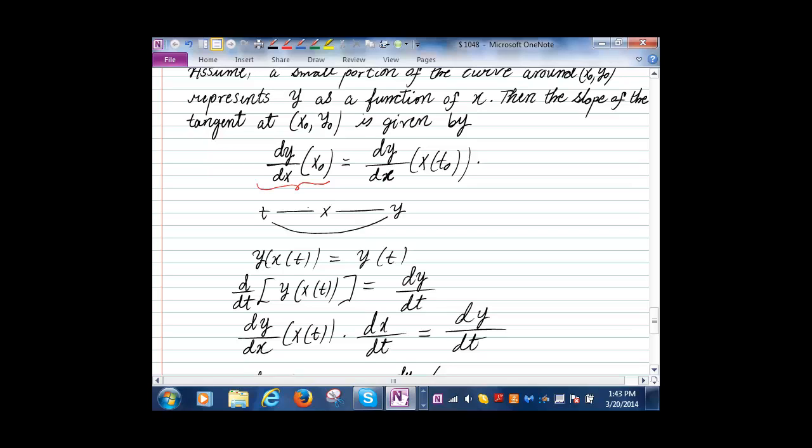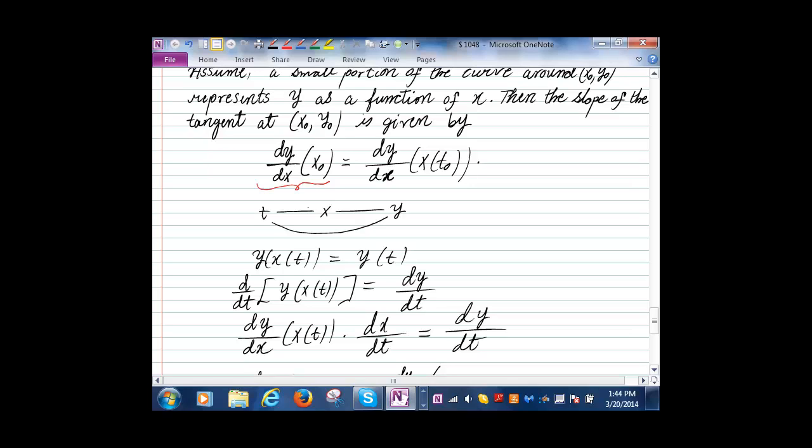If you take the derivative of y of t with respect to t, you just get dy dt. How about the derivative of this guy with respect to t? Well, I have a composition here, right? So chain rule is applied. If I apply the chain rule, what do I get?